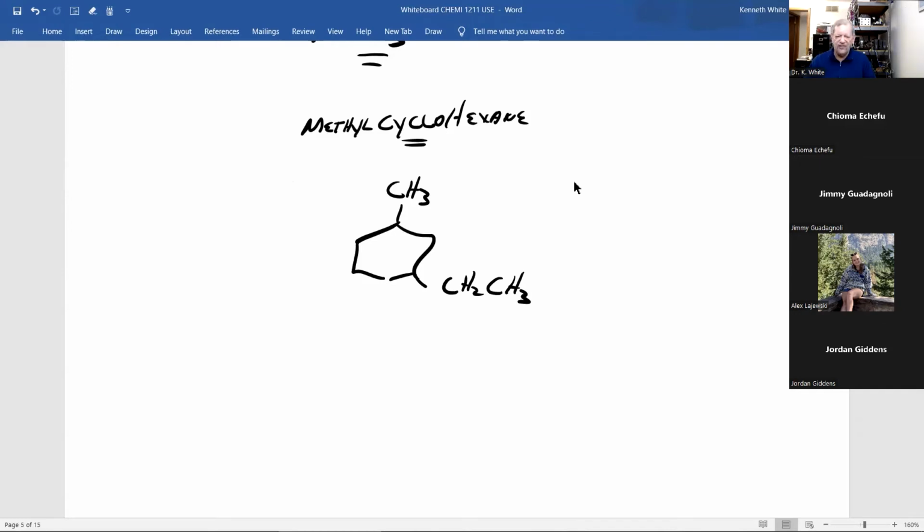Now, if we look at this, how many carbons in a ring? 6. 6 is hexane. And it's a ring, so it's cyclohexane. Here we have a methyl group, because you've learned the table of the alkyl groups. And here we have an ethyl group.